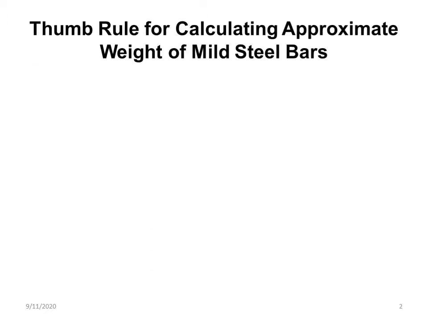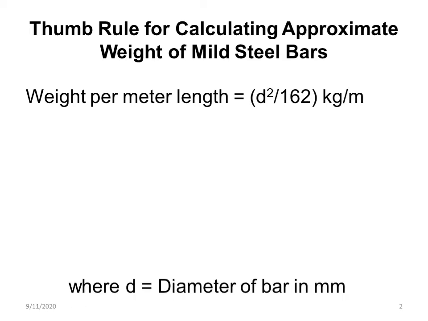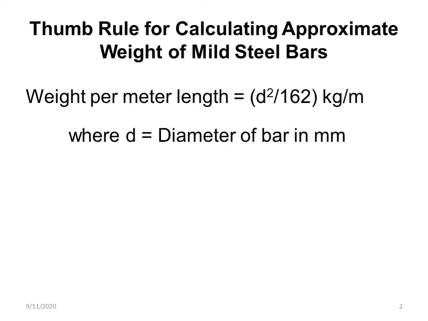Thumb rule for calculating approximate weight of mild steel bars. Weight per meter length is equal to d square by 162 kg per meter. That is a formula used for measuring the weight per unit length, where d is the diameter of bar in mm.